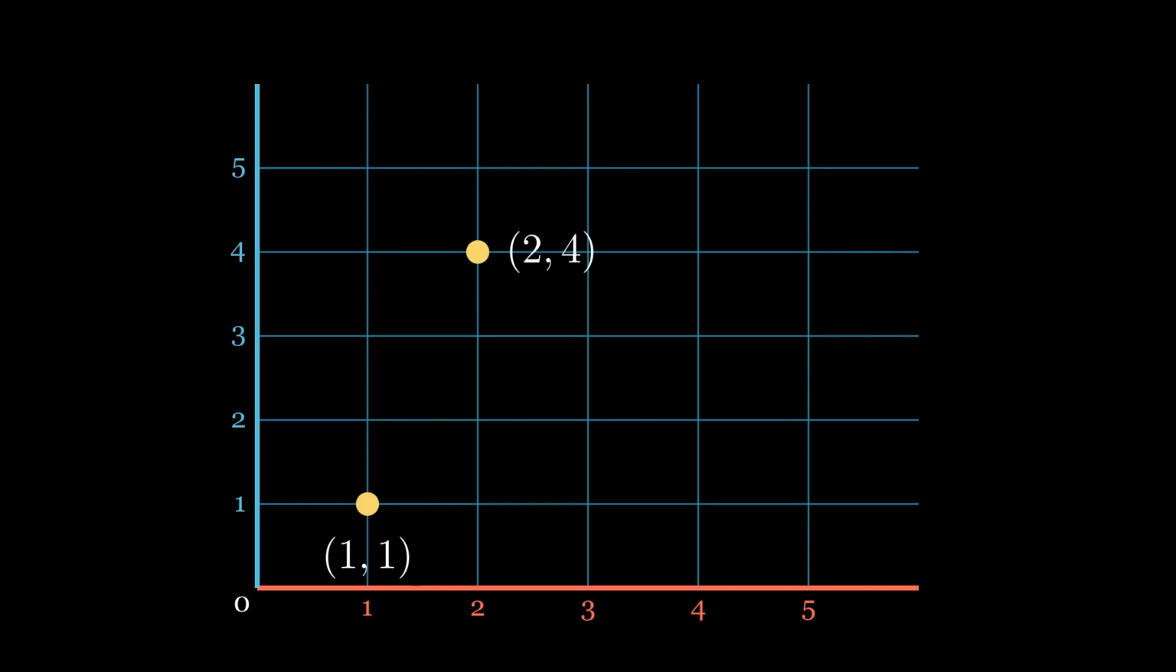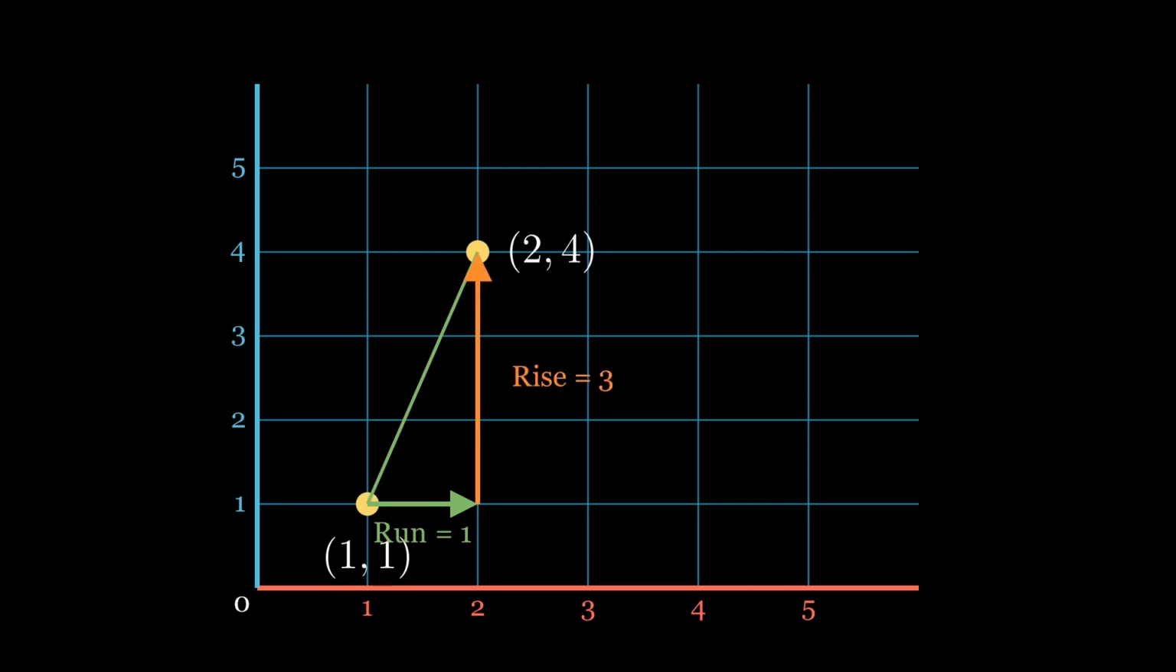What happens when we calculate the gradient of a straight line and obtain a larger value? Let's look at an example. Consider a line that passes through the points 1, 1 and 2, 4. Notice that as we move from the first point to the second point, we go 1 unit to the right along the x-axis and 3 units up along the y-axis.